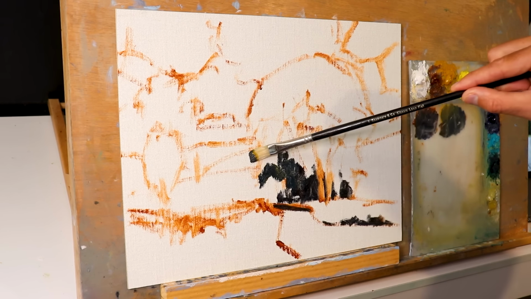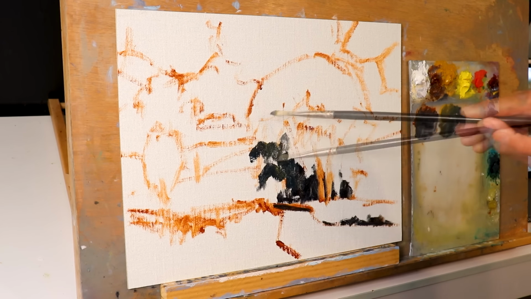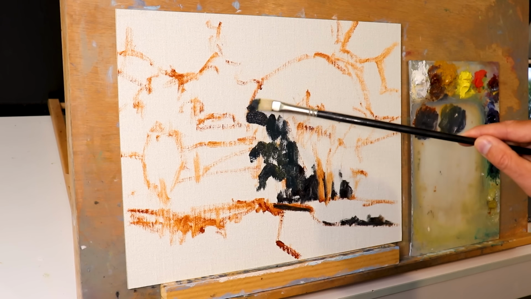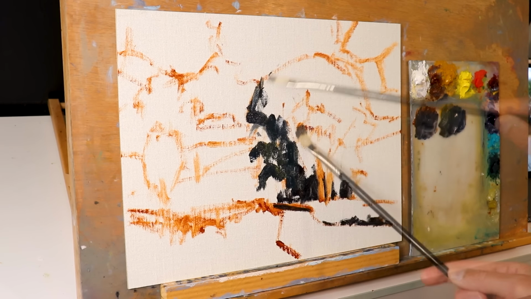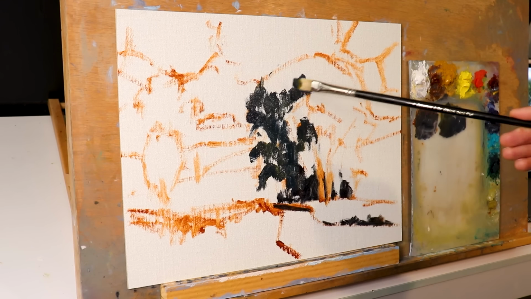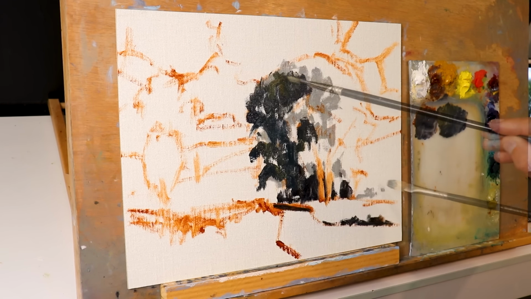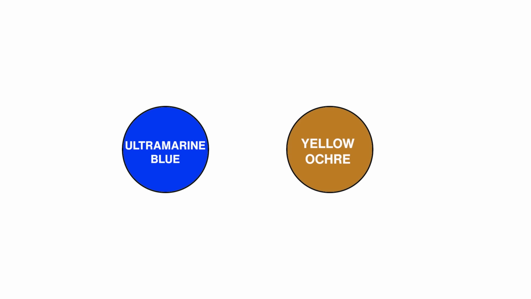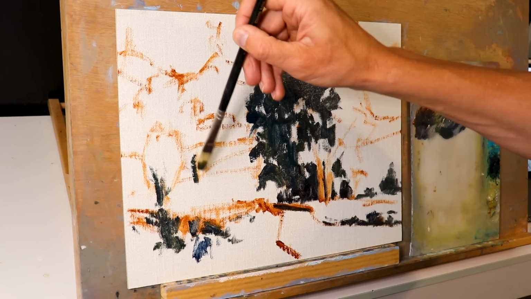So what you want to do with your trees is just treat them as masses and then just simplify it into where are the darks, where are the midtones and where are the lights. So the thing I'm doing here is to paint the shadows first of all, and I'm using a mix of ultramarine blue with a little bit of yellow ochre, so it's like a very dark low chroma green.